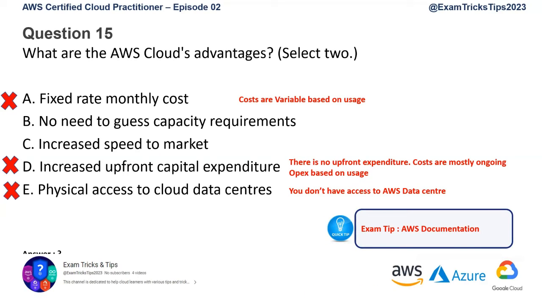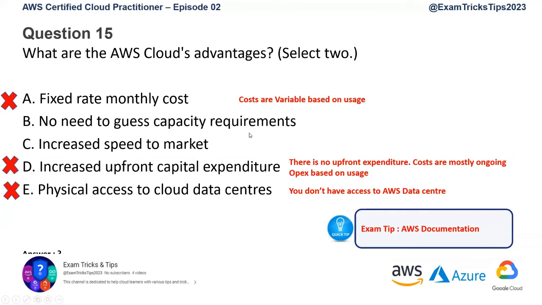You do not get physical access to the cloud data centers. You don't even know where the servers that you are using are. That's part of keeping the data center secure. As an AWS customer, you don't get access to data centers. So we ruled out 3, but it was not really necessary. B and C are the right answers.